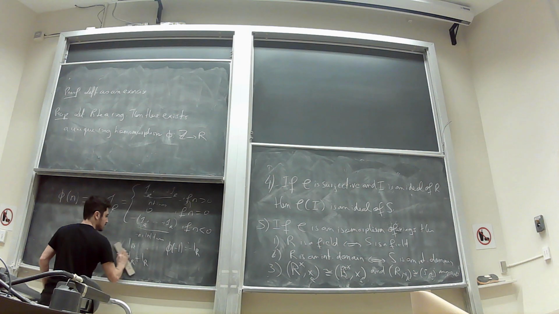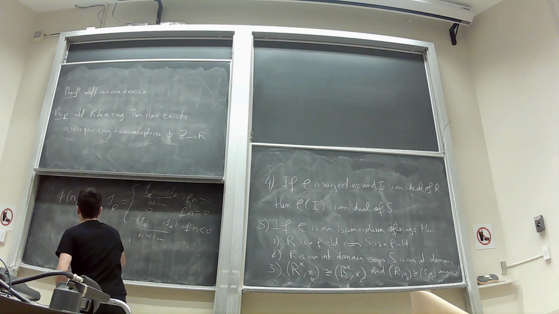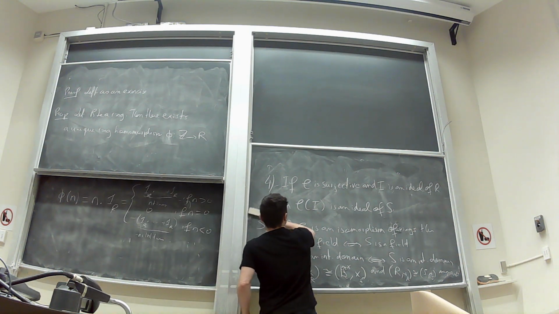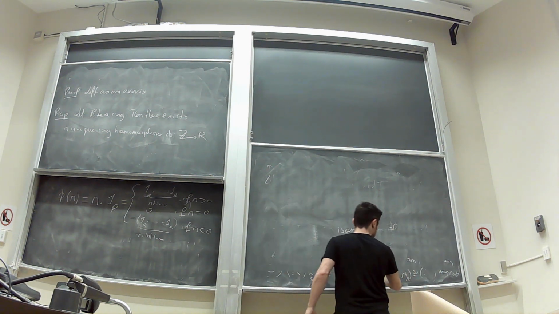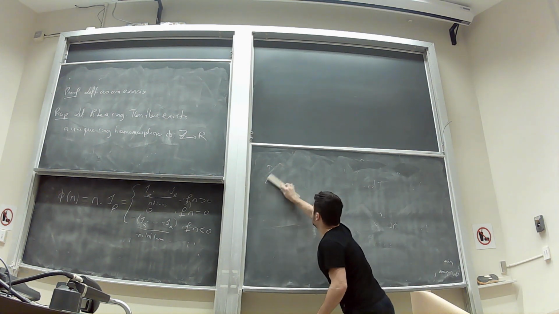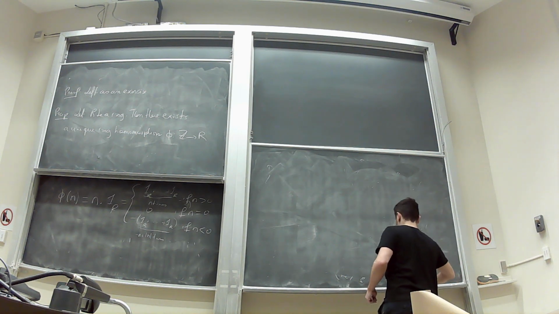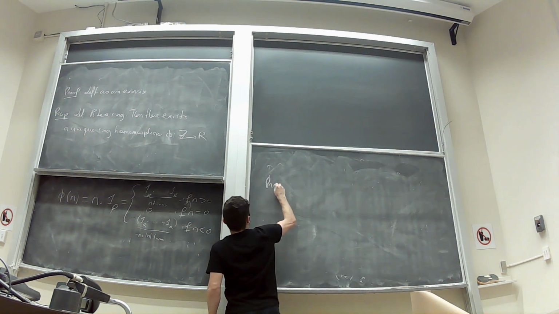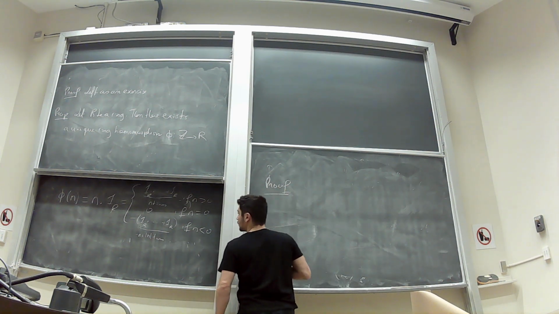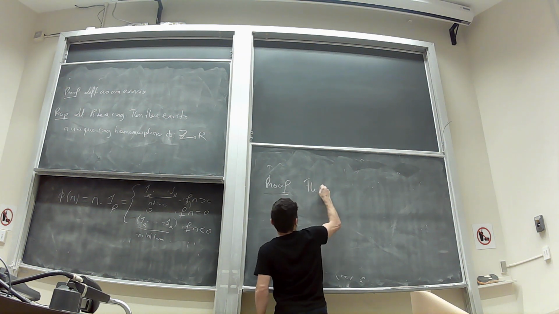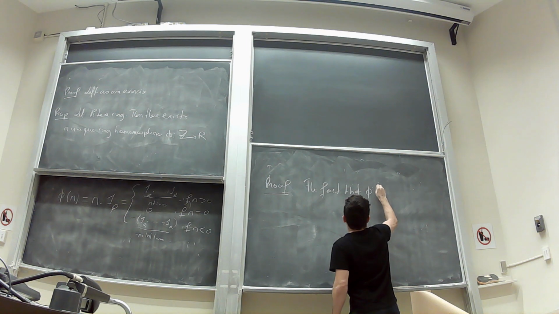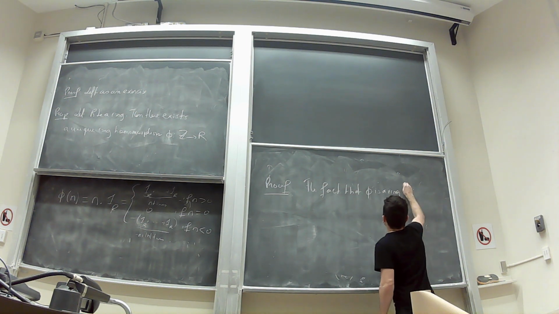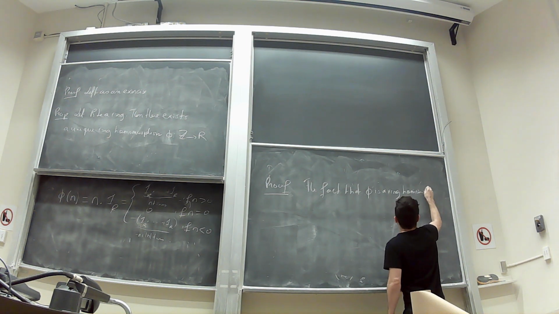The proof that phi is a ring homomorphism is left as an exercise. And uniqueness, the proof of uniqueness is also left as an exercise.